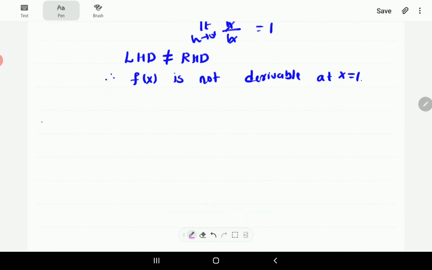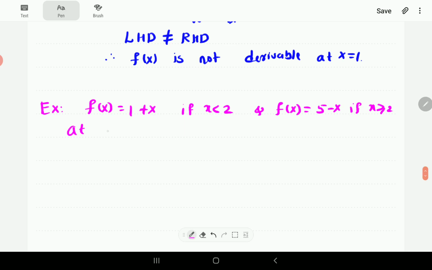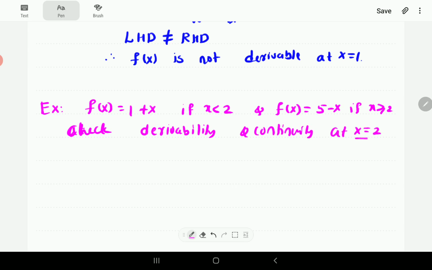Another example. So here, given that f of x is equal to 1 plus x if x is less than 2, and f of x is 5 minus x if x is greater than or equal to 2. And we have to check whether the given function is continuous and derivable. Check the continuity and derivability at a point x equal to, say, 2.